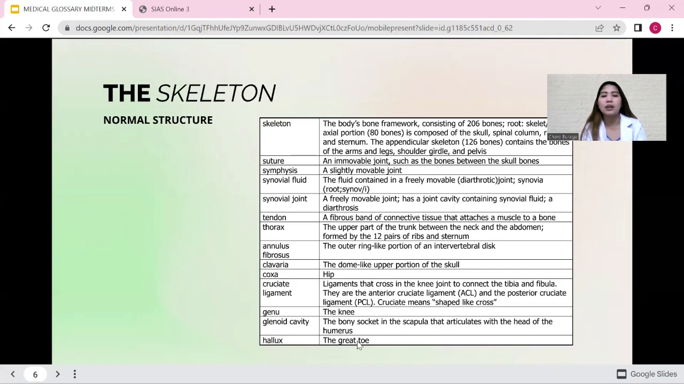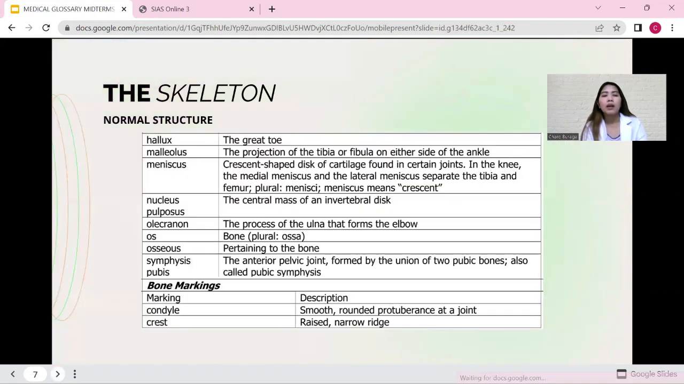And the hallux, it is the great toe. Oh, nasan yung great toe? Yung pinakamalaki dyan sa toe sa paa nyo, that is what you call the hallux. Okay? Next, the malleolus. The malleolus, it is the projection of the tibia or fibula on either side of the ankle. And meniscus, it is the crescent-shaped disc of cartilage found in certain joints.